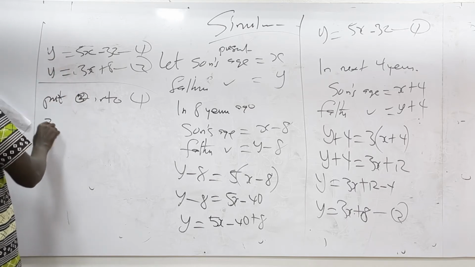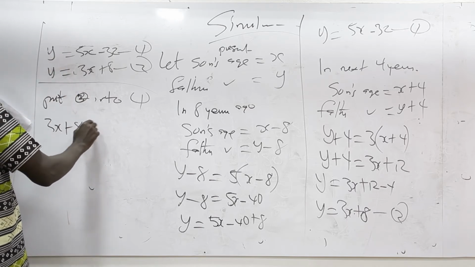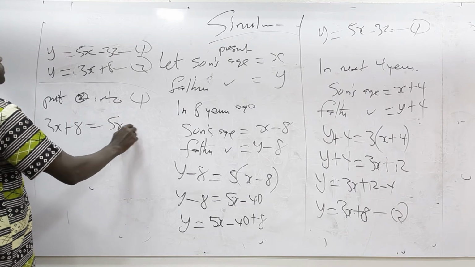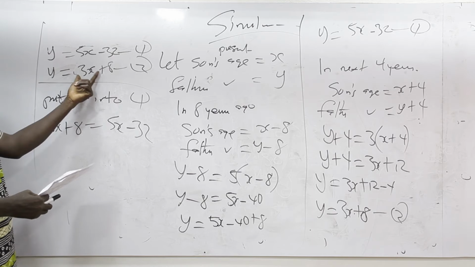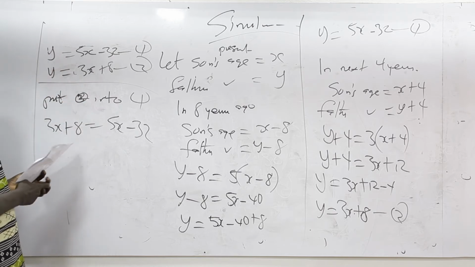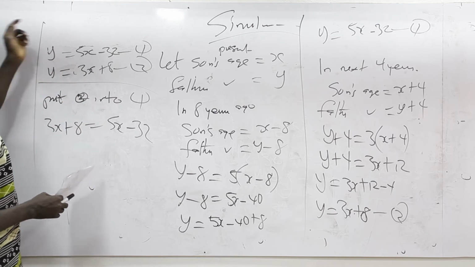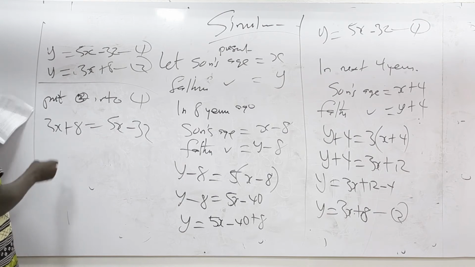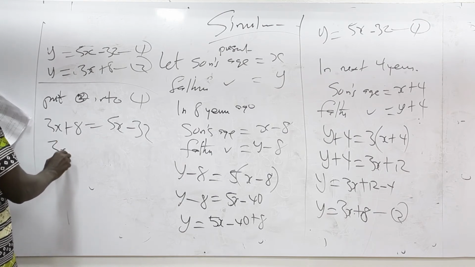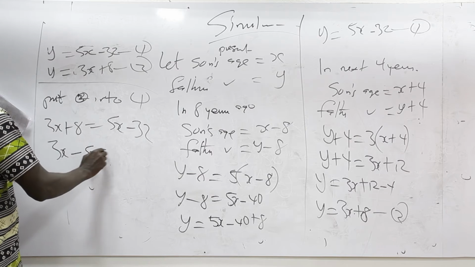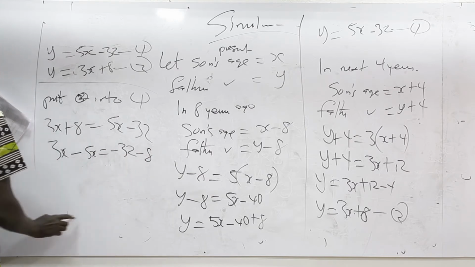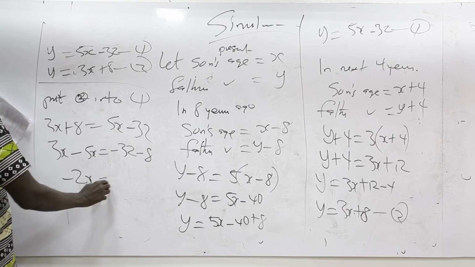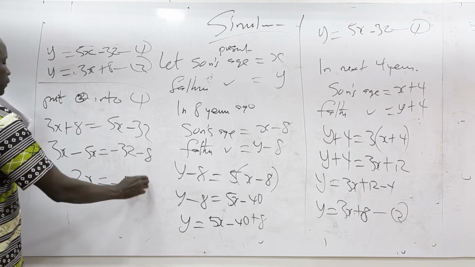So it becomes 3x plus 8 is equal to 5x minus 32. That is, this is y, so I'm putting y into this equation. You can also subtract straight and y disappears and you get it also. So here, I'm having 3x minus 5x equal to negative 32 minus 8. So here I'll give you negative 2x is equal to negative 40.